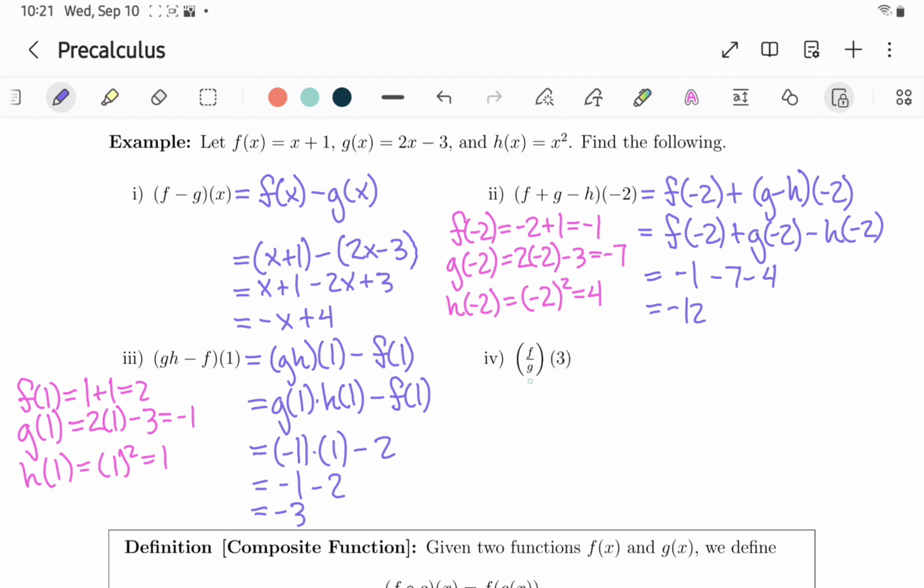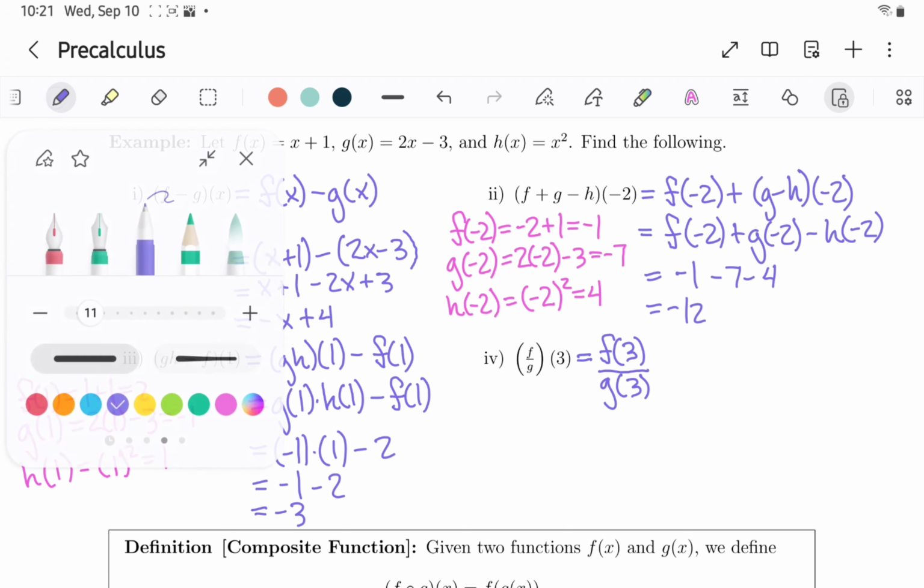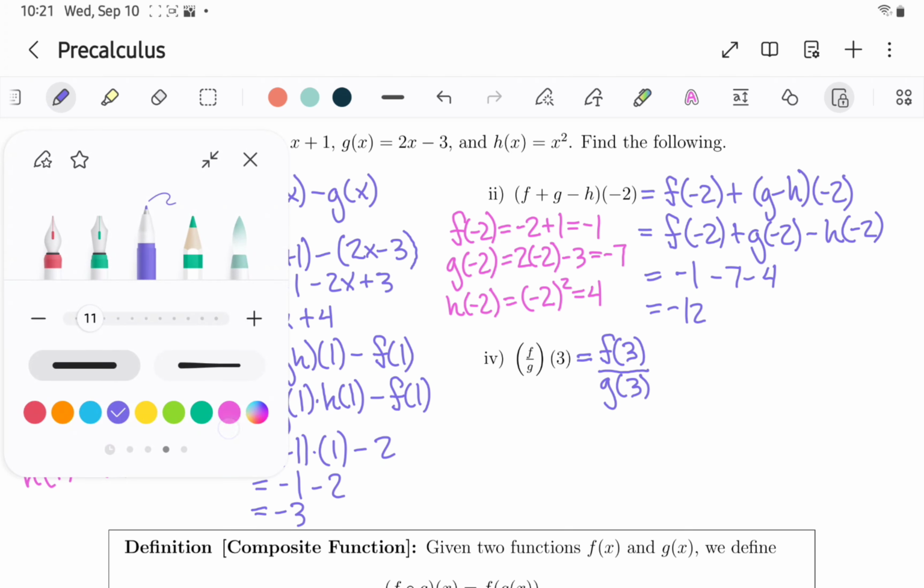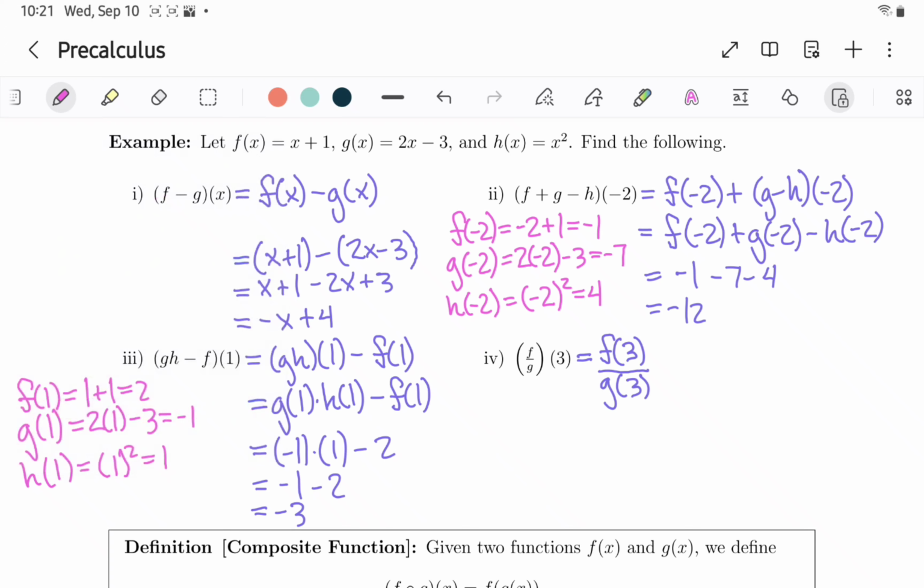All right, now we have our fourth example, and we want to find f over g of 3. So we are going to use the quotient property here, and we are going to say that this is equal to f of 3 over g of 3. So let's quickly figure out what f of 3 and g of 3 are to write our final answer here.